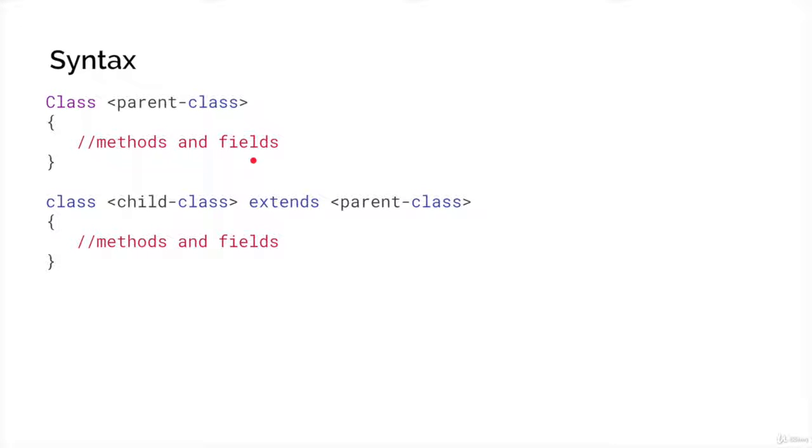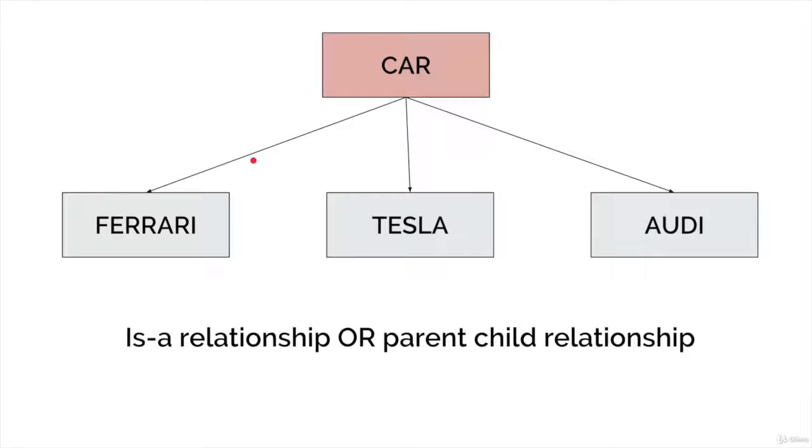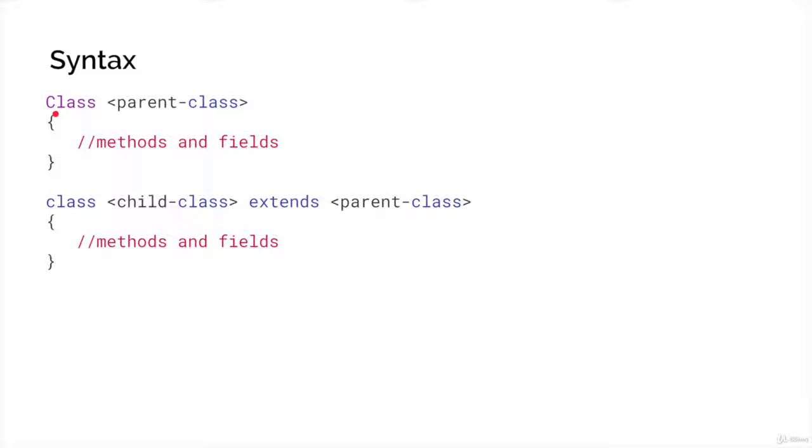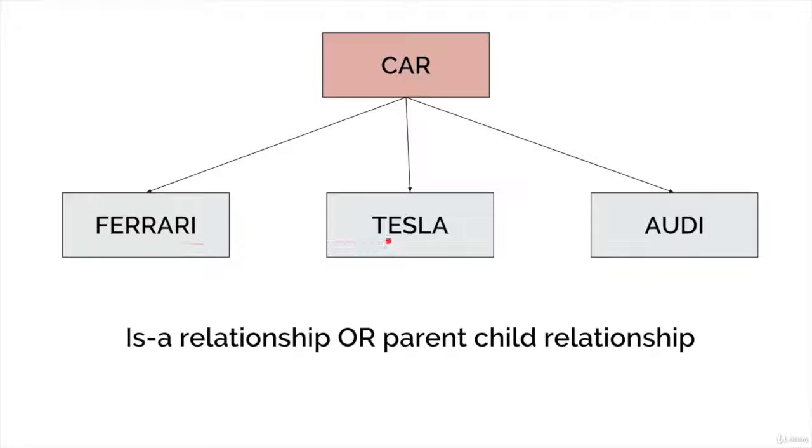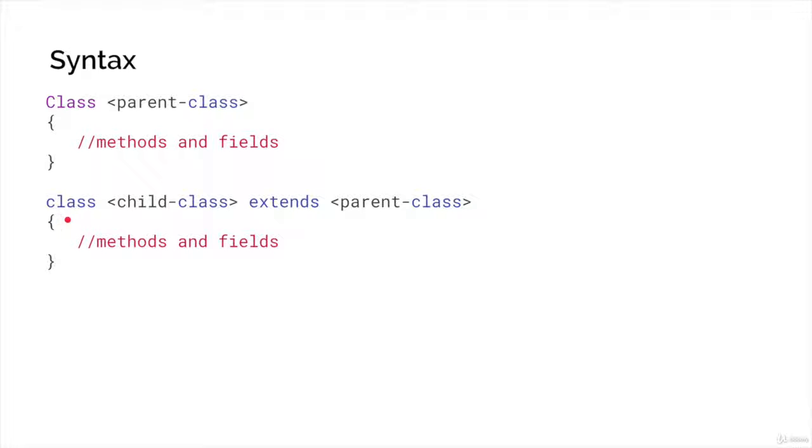As per our example, here we will define class car, with all the methods and fields within the class car. Then we will define three classes: Ferrari, Tesla and Audi. I'll just take Ferrari for now for the sake of this example. We'll create a Ferrari class, Ferrari extends car, and then we will define methods and fields within the Ferrari class.